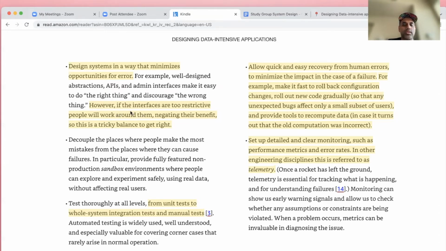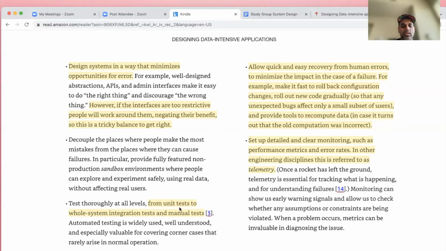But it says here in my highlight that if interfaces are too restrictive, people work around them. So you have to balance this. It might be tricky if you make something too prohibitive for a user. They might get frustrated with it. So that's a good point.